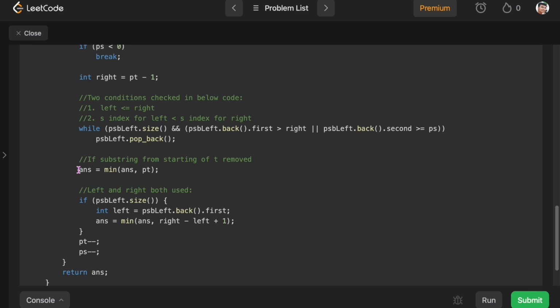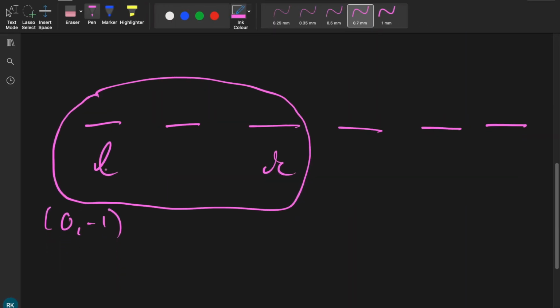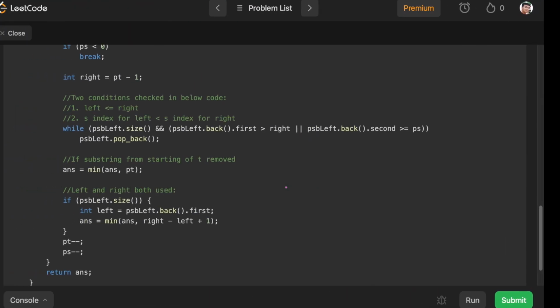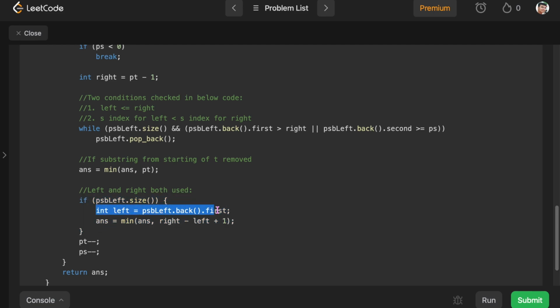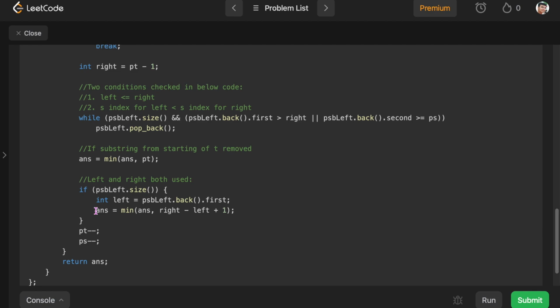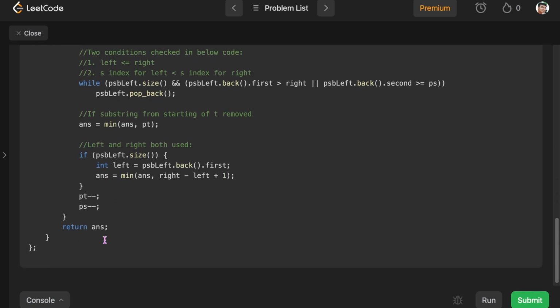So first we make our answer equal to the minimum of answer comma pt. This is the same as this condition where we have removed a substring starting from t, that is L equal to 0, and we have taken some r. Now we are considering both left and r. Here left is equal to psb.back().first and answer equals the minimum of answer, right minus left plus 1. That's what was given in the question. And as we saw in the dry run, we decrement both pt and ps pointers. Once this loop is complete, we will have our answer in the answer variable and we finally return our answer.